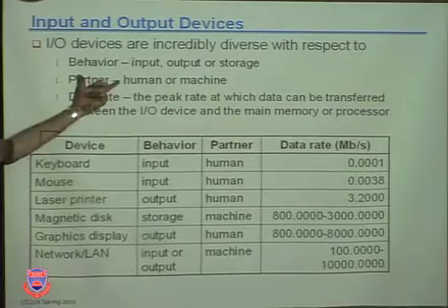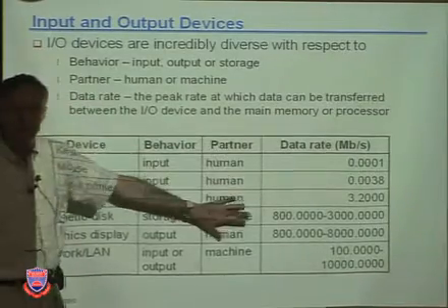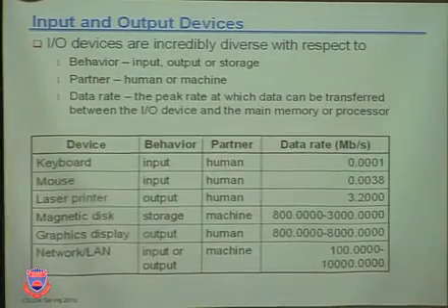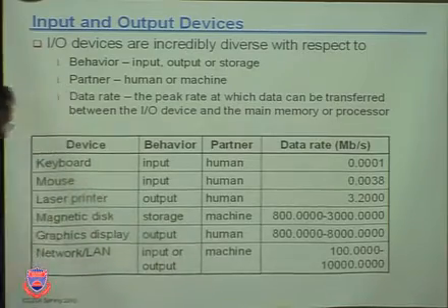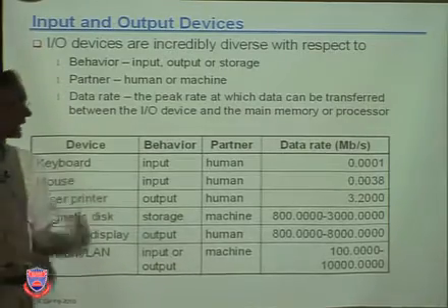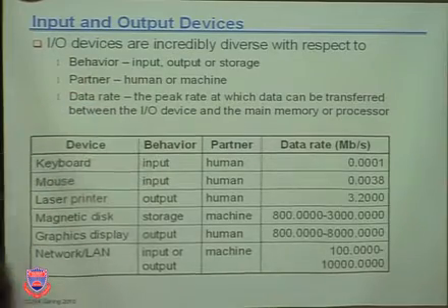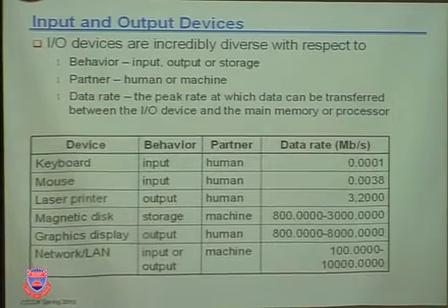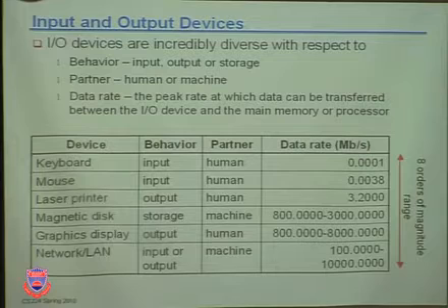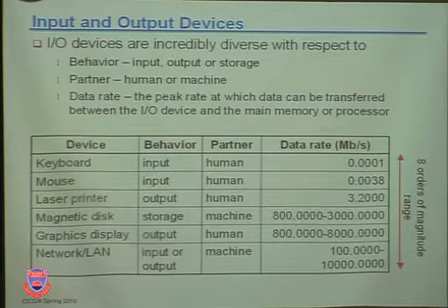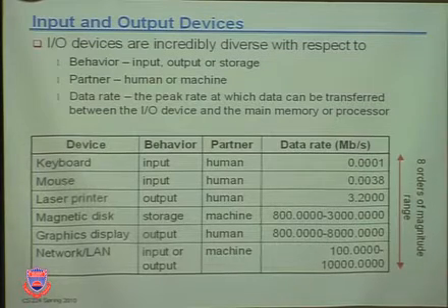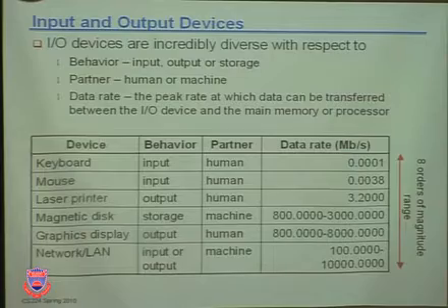The partner for an I/O device may either be a human or a machine. On the other end of the line for a network, the other end is a machine. On the other end of a graphics display is a person looking at it. Data rates vary. The behavior may be input, output, or storage. So there's quite a diversity: eight orders of magnitude range between slowest and fastest. Nothing like that in the processor or memory world.